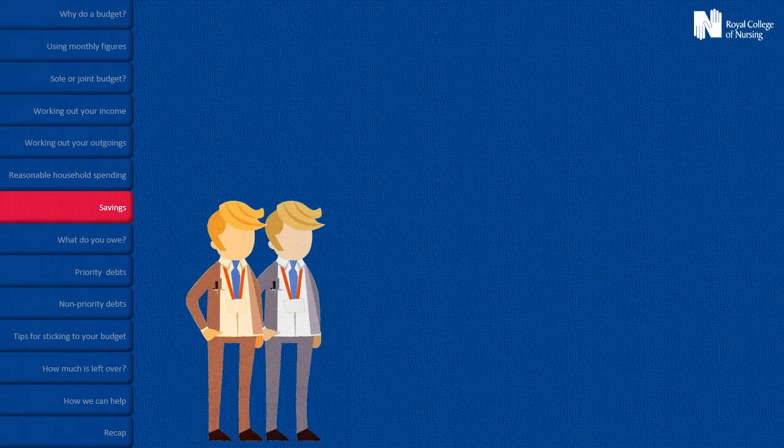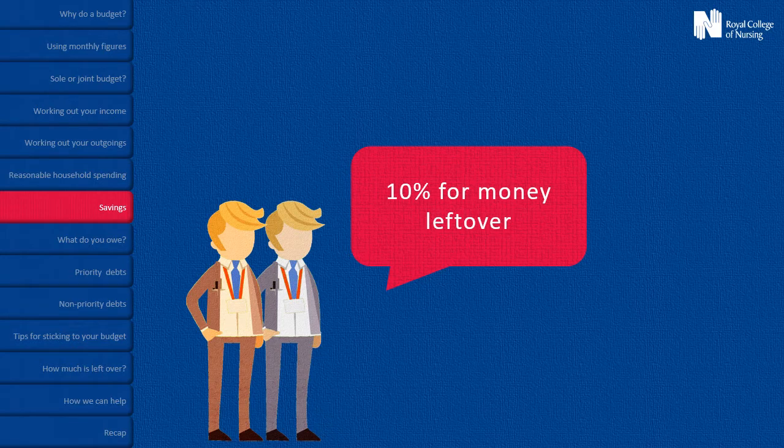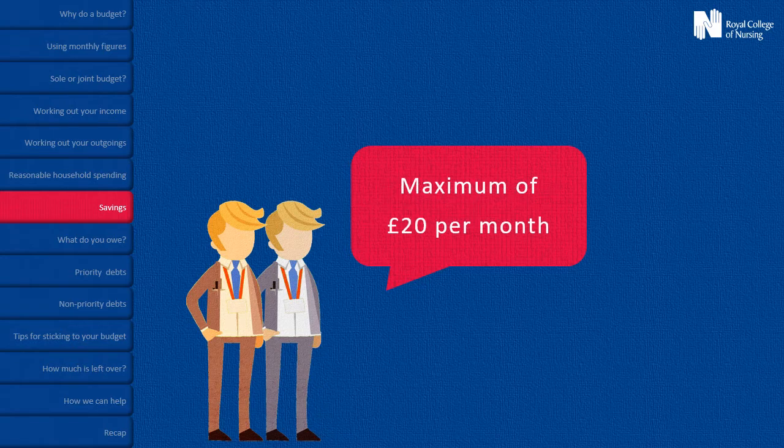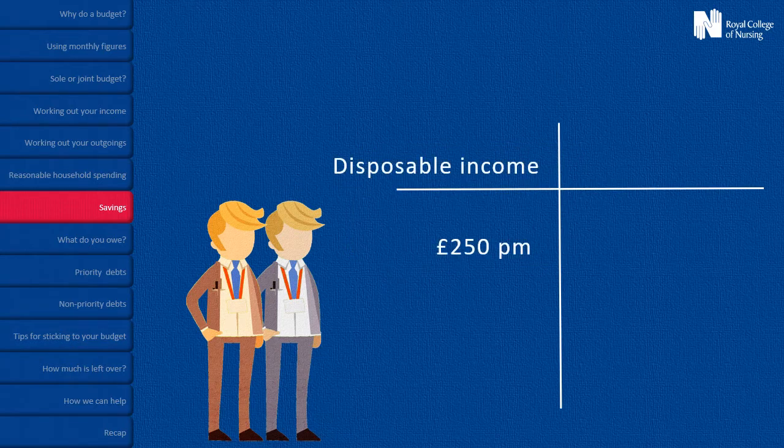Creditors will usually think it is a reasonable expense to make savings each month, and as a general rule will accept a monthly saving of up to 10% of the money left over after you have paid your essential living costs, up to a maximum of £20 each month. So, for example, if you have £250 a month left over after paying all of your essential living costs, you can save £20 a month in your budget.